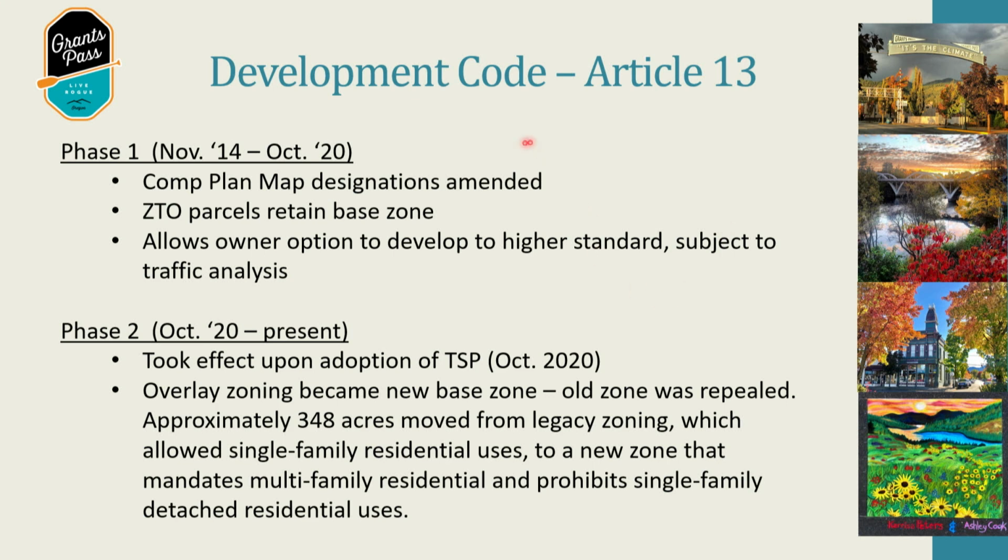So basically for that first phase, about 6 years, a property owner had that original zoning that I was mentioning earlier, either the R1H or the R2, whatever it was, and they could build out at that, or they had the option to build to the higher zone as long as you demonstrated through a traffic analysis that your new project could work and could meet all of the transportation requirements. So that was phase one.